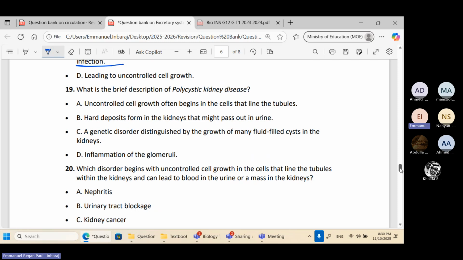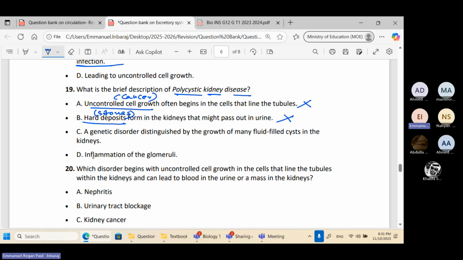What is the brief description of PKD, polycystic kidney disease? Uncontrolled cell growth is about cancer, so this is not the answer. Hard deposit means stones, kidney stone. So this is not the answer.